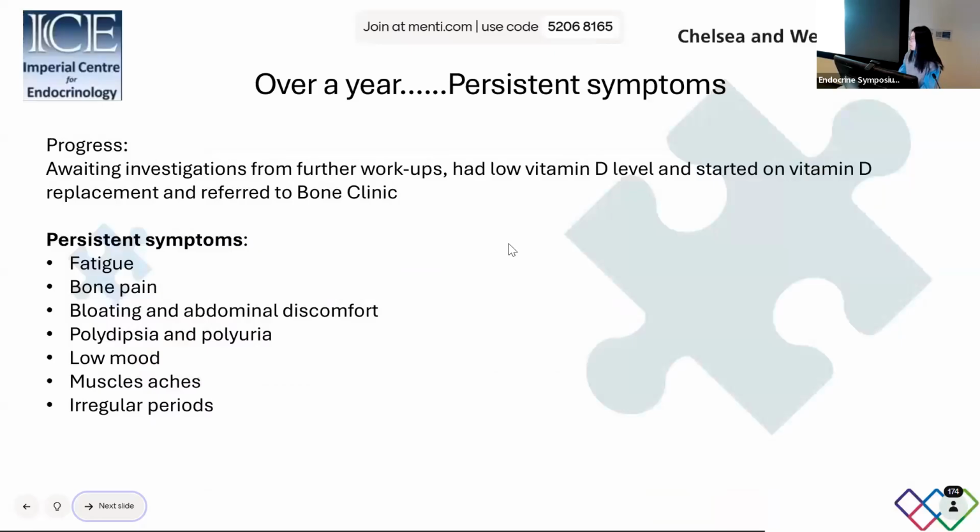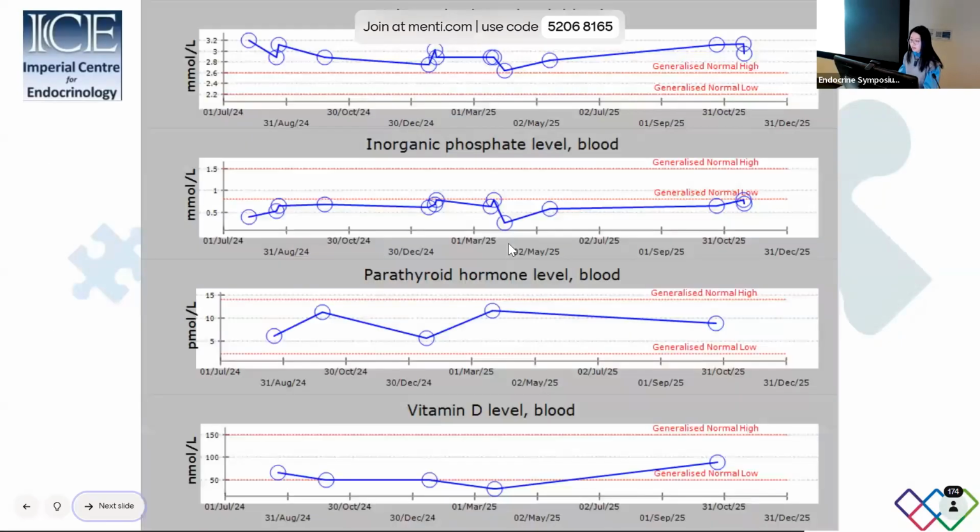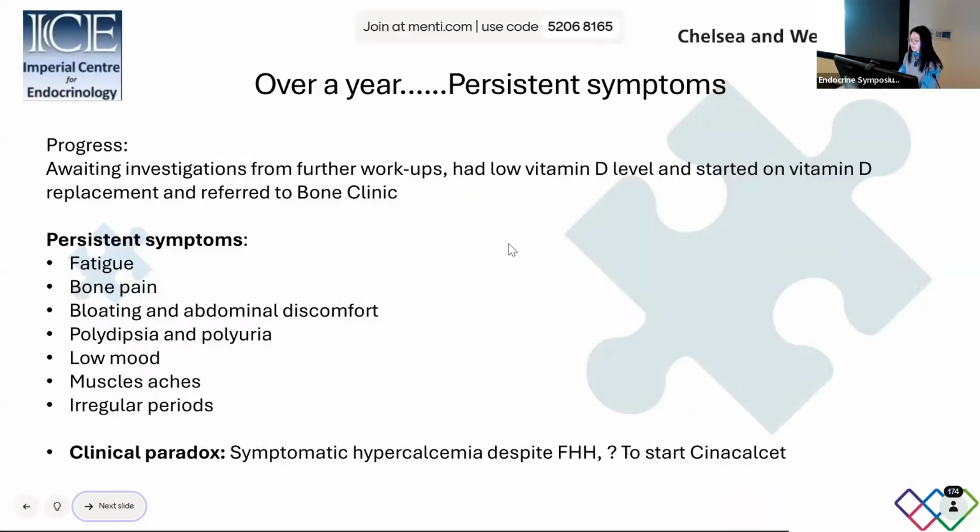Over a year, we saw her again in our follow-up clinic. We noticed that she had ups and downs of vitamin D levels, and she was replaced on that. But she did have persistent symptoms of hypercalcemia. That's why we have a clinical paradox as to why she is so symptomatic with a diagnosis of FHH, and how we can manage this patient, whether we should start cinacalcet in her.